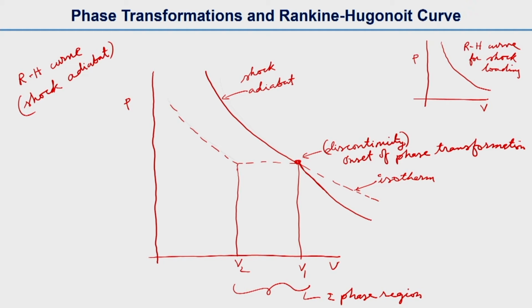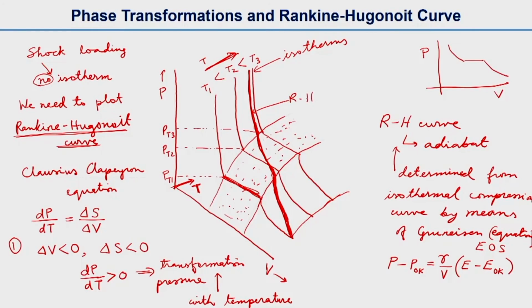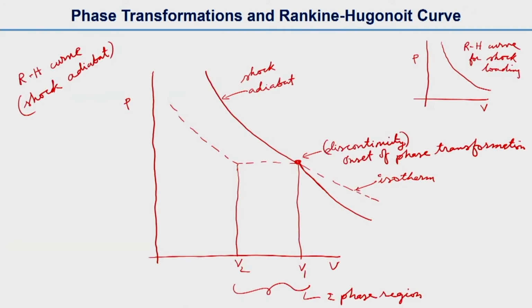You should understand that this is on a simple PV plane, but the earlier one was a PV plane with the third axis being the temperature axis. That's where we found some difficulty to show you this thick RH curve. But in this case it looks very simple.